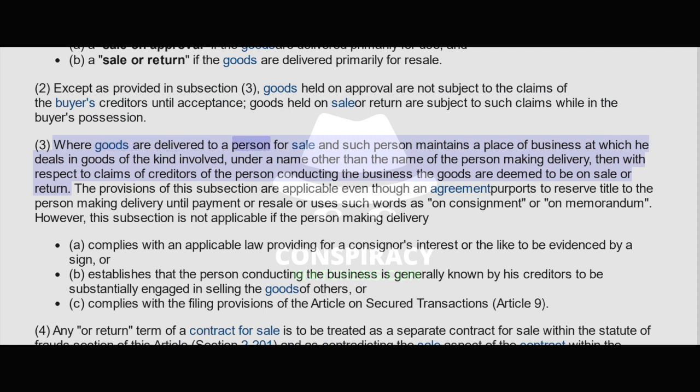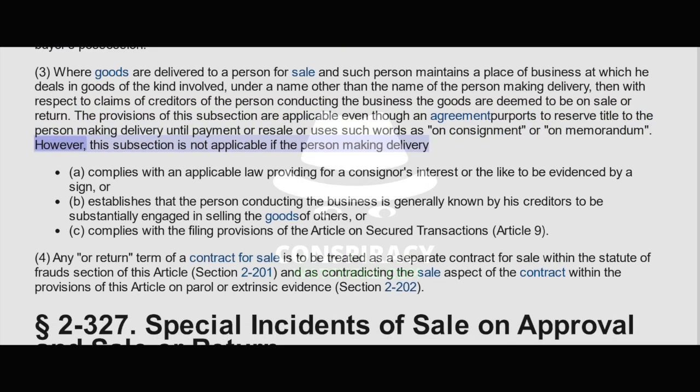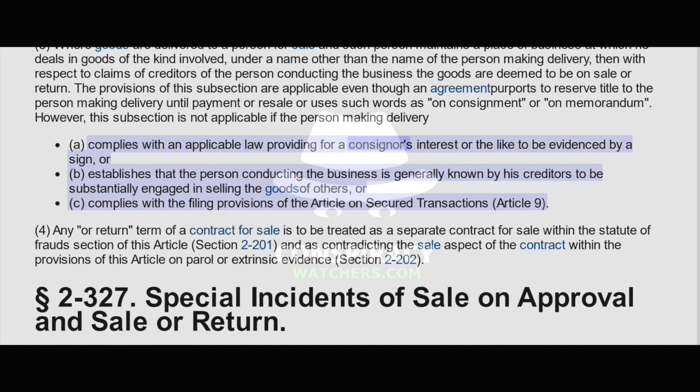Where goods are delivered to a person for sale and such person maintains a place of business at which he deals in goods of the kind involved, under a name other than the name of the person making delivery, then with respect to claims of creditors of the person conducting the business the goods are deemed to be on sale or return. The provisions of this subsection are applicable even though an agreement purports to reserve title to the person making delivery until payment or resale or uses such words as "on consignment" or "on memorandum." However, this subsection is not applicable if the person making delivery complies with an applicable law providing for a consignor's interest or the like to be evidenced by a sign, or establishes that the person conducting the business is generally known by his creditors to be substantially engaged in selling the goods of others, or complies with the filing provisions of the article on secured transactions.